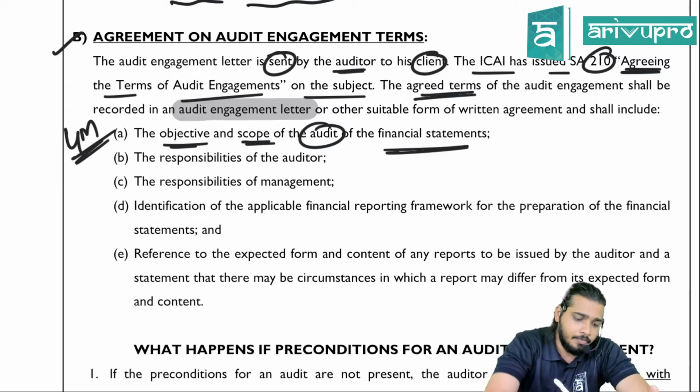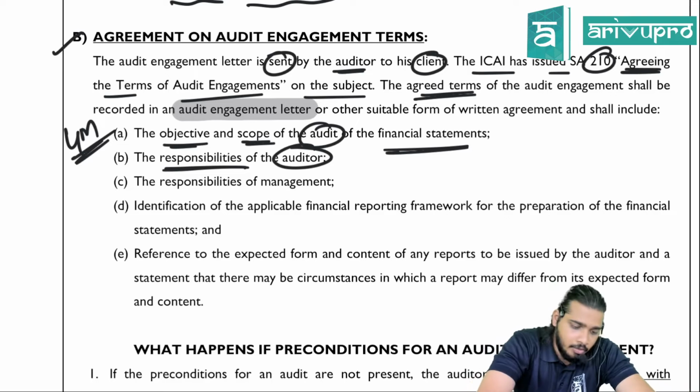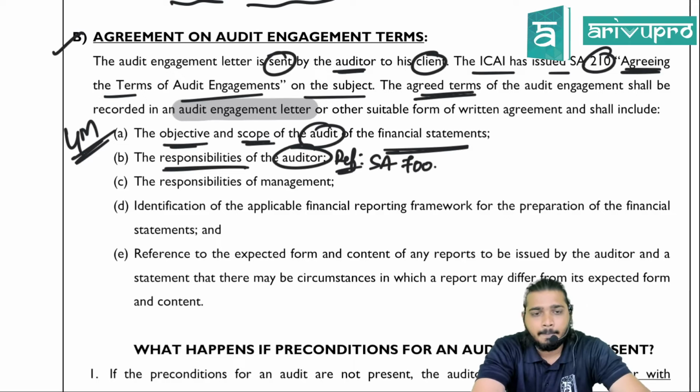Okay. Second, the responsibilities of auditor. Now here you write reference SA 700. Go to SA 700. If you have the content with you, go to SA 700. SA 700 will be in the audit report chapter.